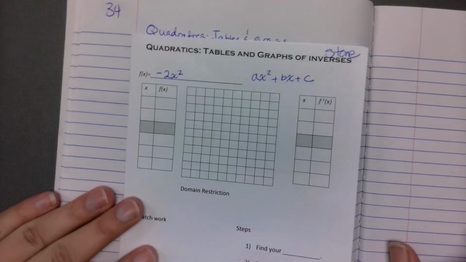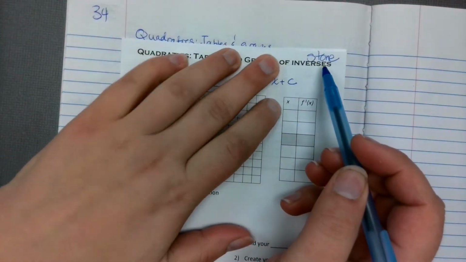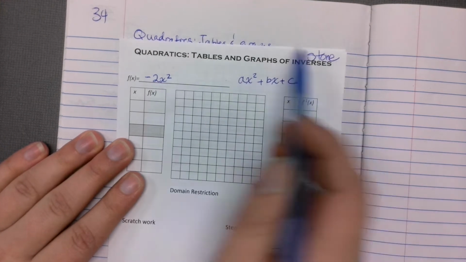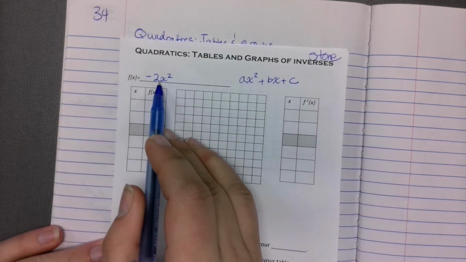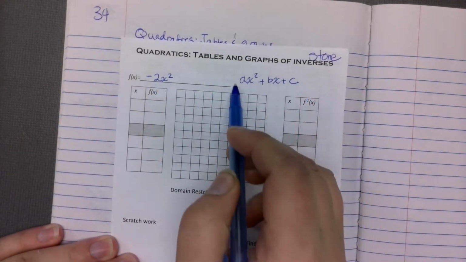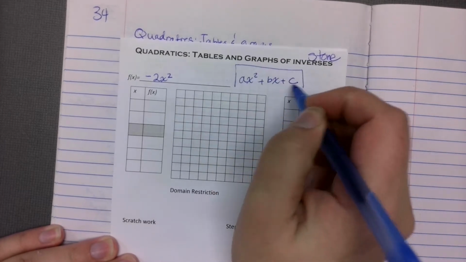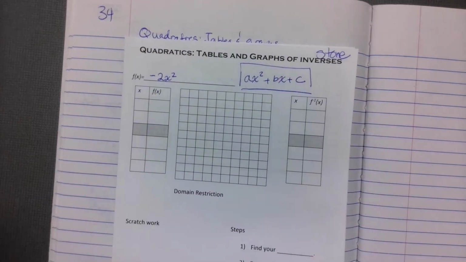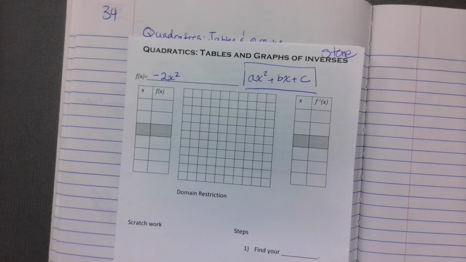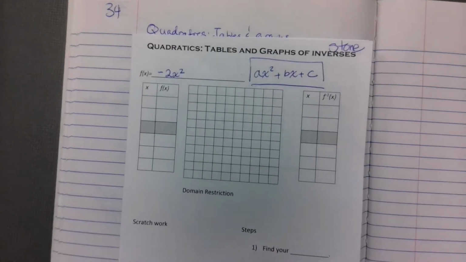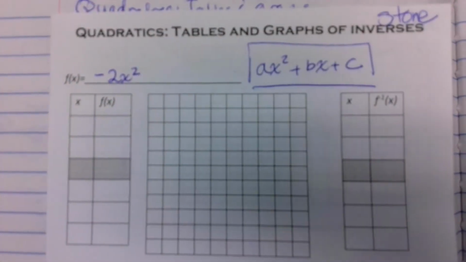Okay, make sure that you put your name at the top so if it falls out, you can get it back. This is the equation we're going to start with. And this is the format for a quadratic equation. And I'm going to zoom in a lot because I think that'll help you guys.